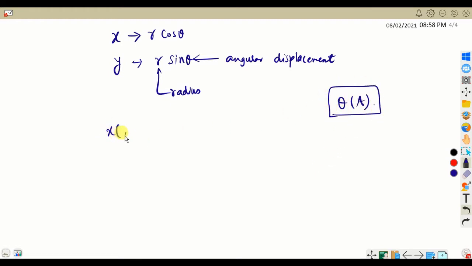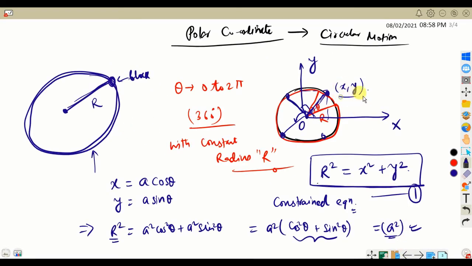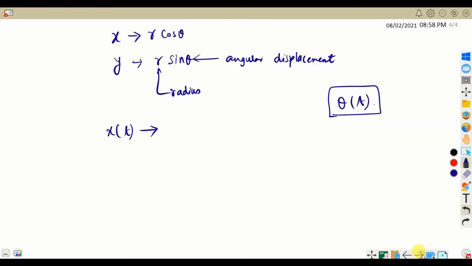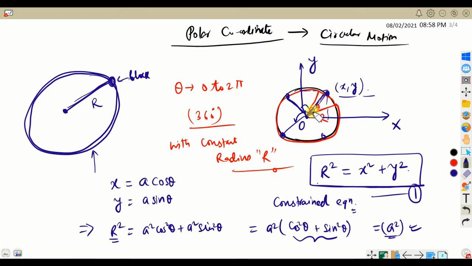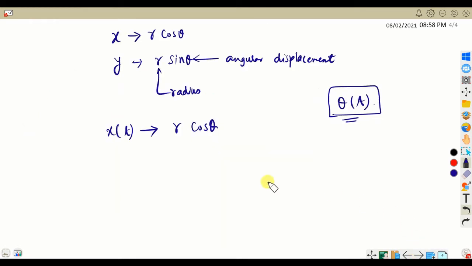So x will become a function of time, because in the coordinate system your x and y are always changing. So we can say that x is r cos theta, and theta is a function of time. And r is not a function of time because in circular motion the radius is not changing. So we have to figure out which quantities will be functions of time, like r sin theta. Got it?